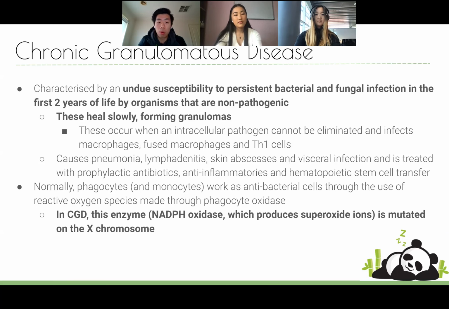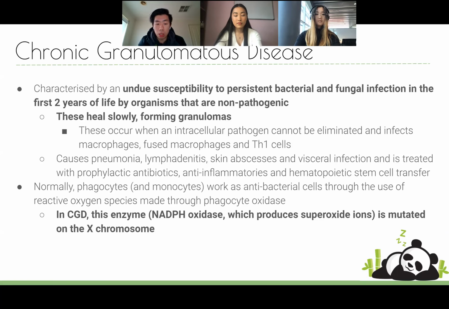And so therefore, what happens in this kind of chronic granulomatous disease, your macrophages will fuse around it and form a barrier surrounding it. This will cause pneumonia, lymphadenitis, skin abscesses, visceral infections, etc., and you need antibiotics to treat it, basically. But effectively, what they do is they form granulomas.